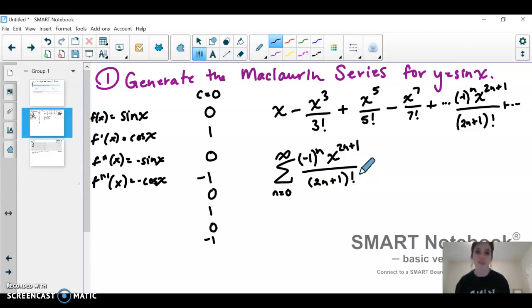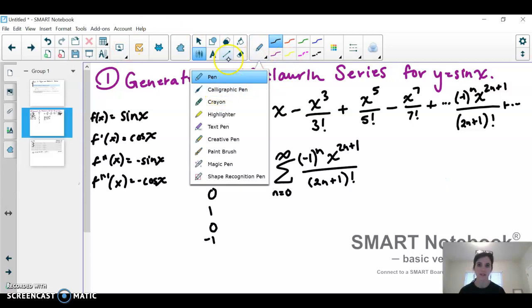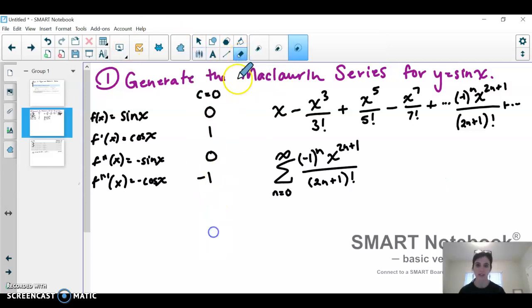Okay, great. All right, so now what we're going to do is find, just like what we did with our 1 over 1 minus x and all of the problems that we've been doing over the past couple of days, where this series converges. And how do we do that? Well, we're going to use the ratio test. So let's take a moment to do that. I'm going to erase this little bit right here.